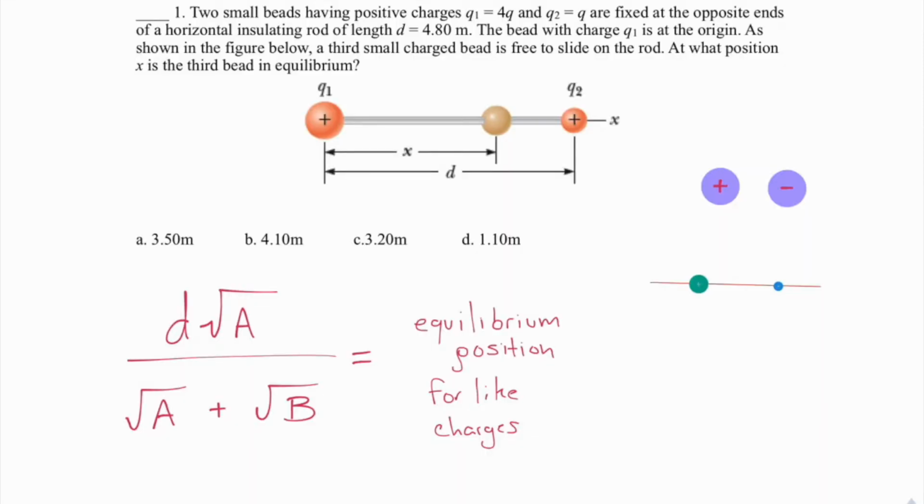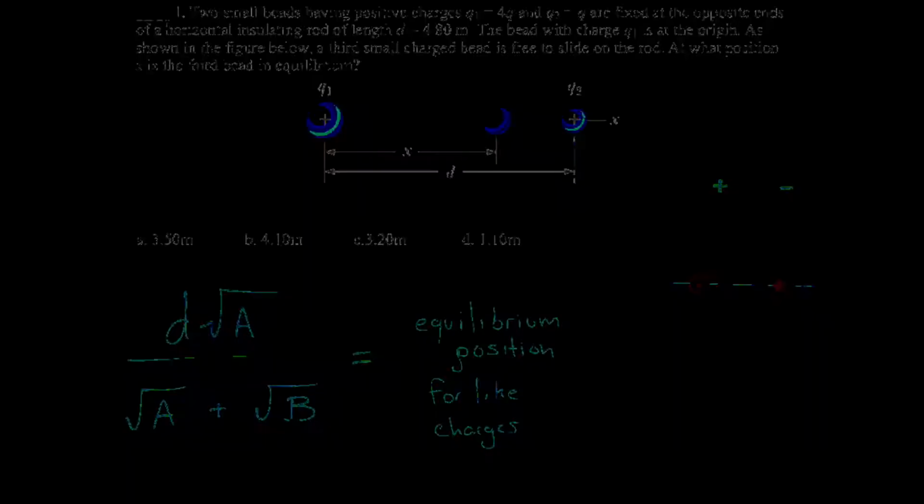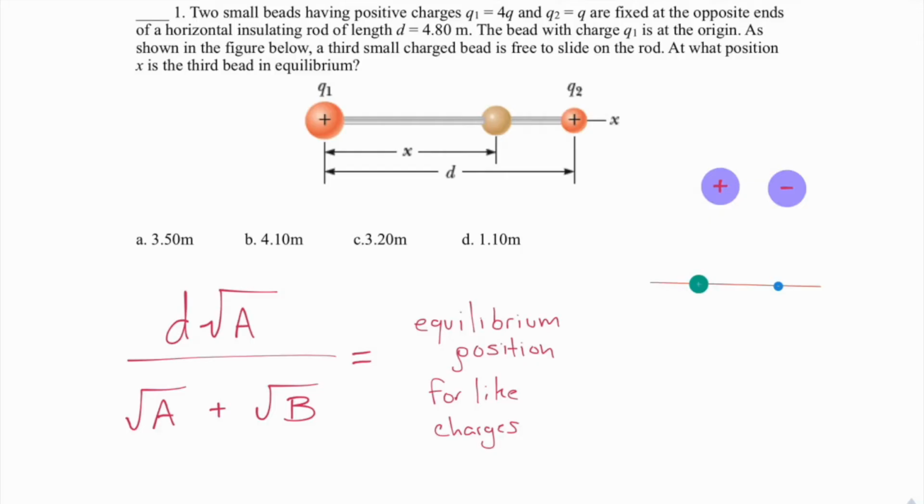So I mentioned it a few times in the last video, and that's that when you have two of the same charges, the bead will always fall somewhere in the center. So the third charge, whether it's positive or negative, will always fall somewhere in the center. This little equation, again derived from the solutions, can be used to solve for that equilibrium position without having to do all of the long algebra.